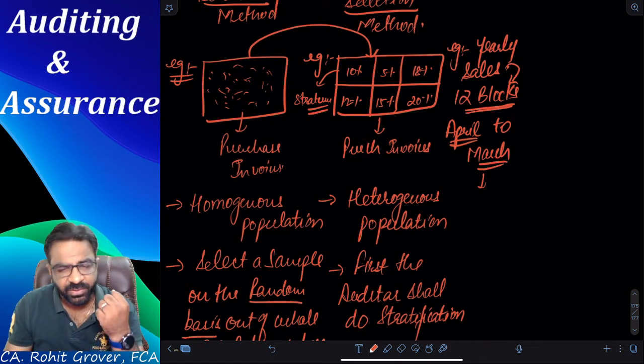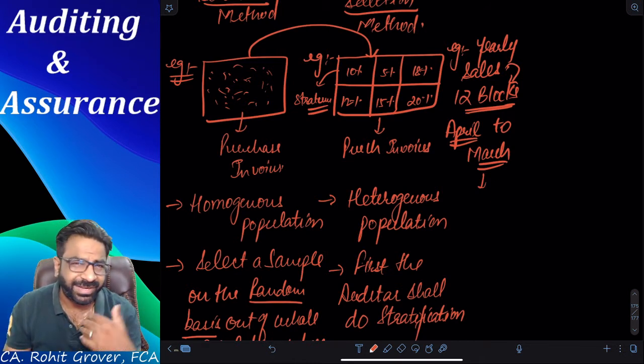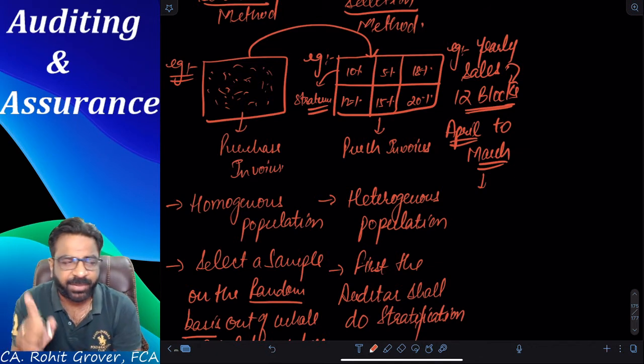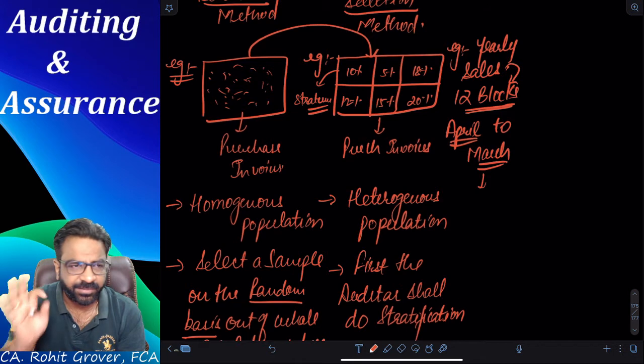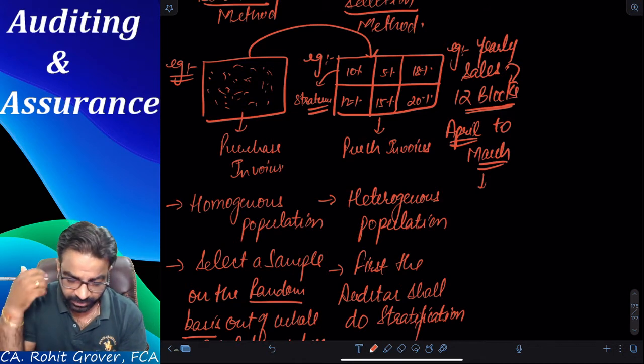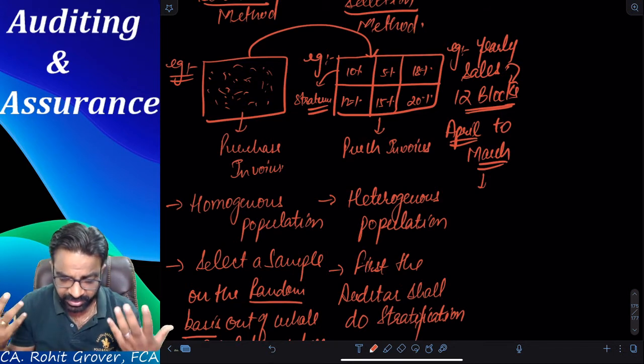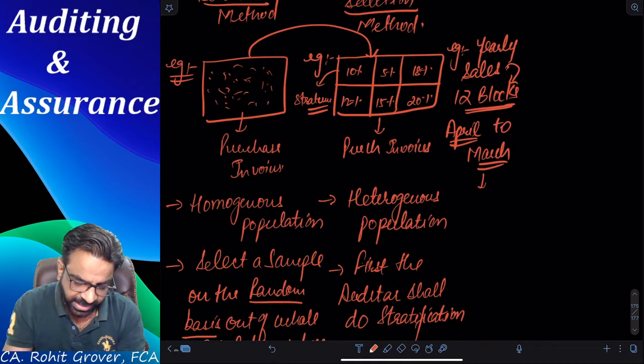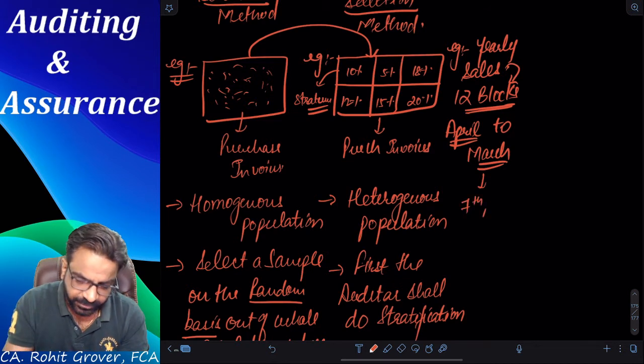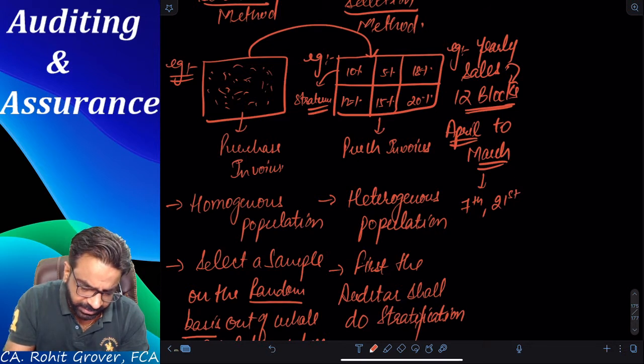Tell me any 3 or 4 random dates of every month. Just tell me the random dates of April month. Any 3 random dates which are coming to your mind. Okay, the first 3 or 4 random dates which are coming to my mind are, say for example, 7th April, or 21st April, or 17th April, or 29th April.